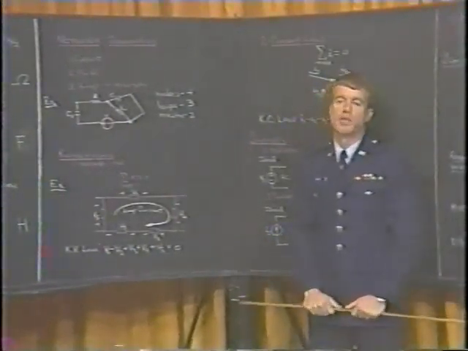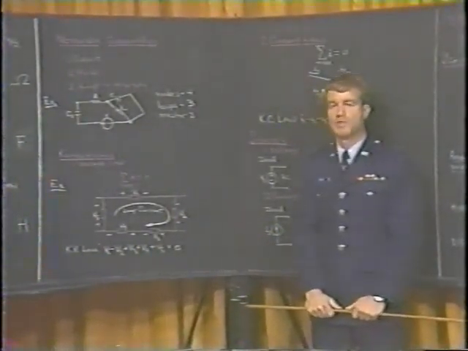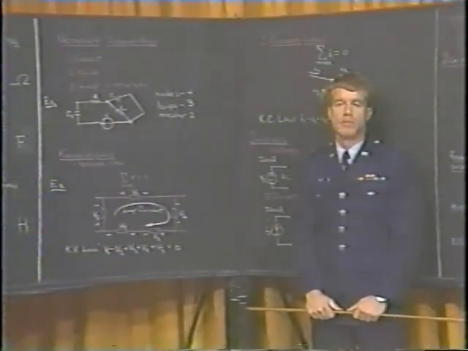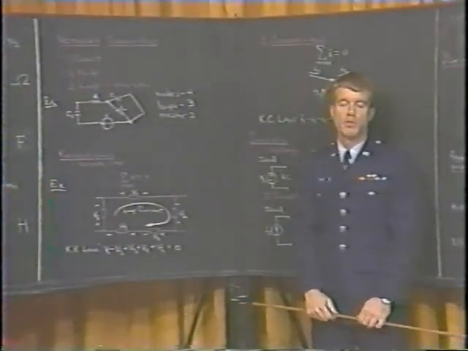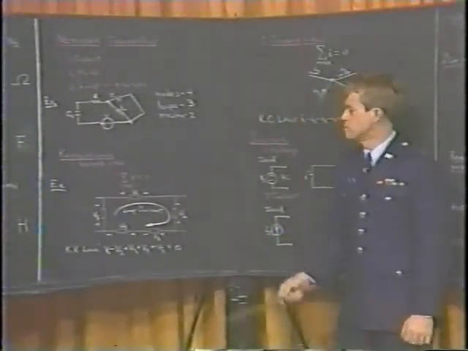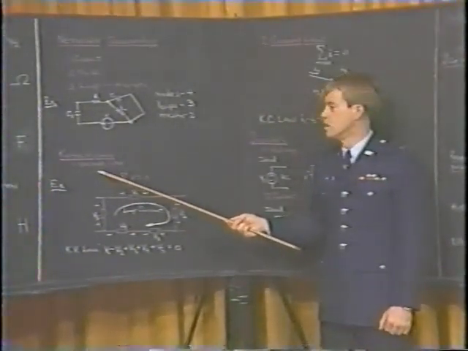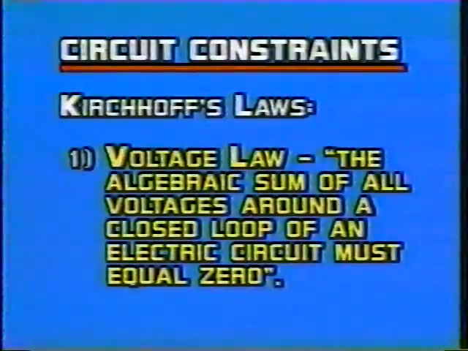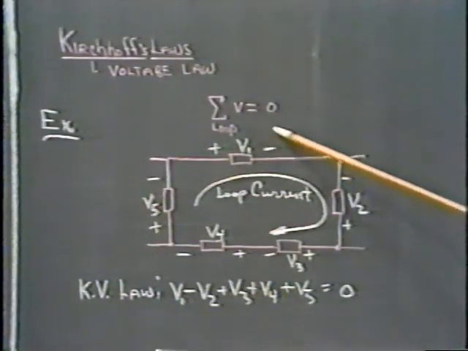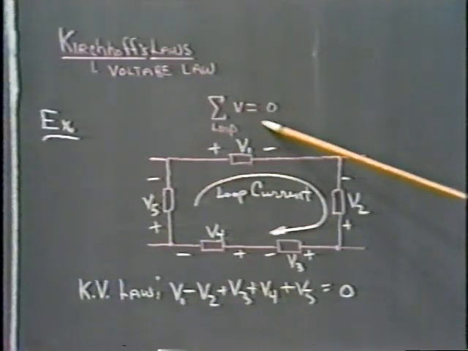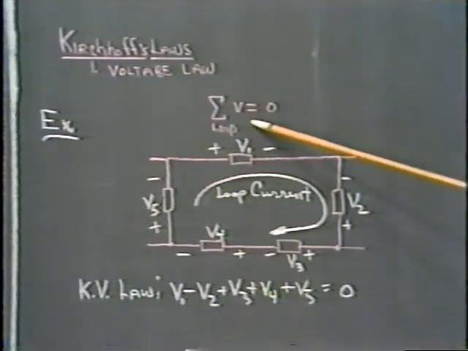So now the final concept we need are some circuit constraints that are derived from the basic idea that current can neither be created nor destroyed within a circuit. The first law we'll need to work with and define is Kirchhoff's voltage law. Kirchhoff's voltage law states that the algebraic sum of the voltage around any closed path within a circuit must equal 0. Stated mathematically, it can be represented this way, as the sum of the voltages around any loop is equal to 0.